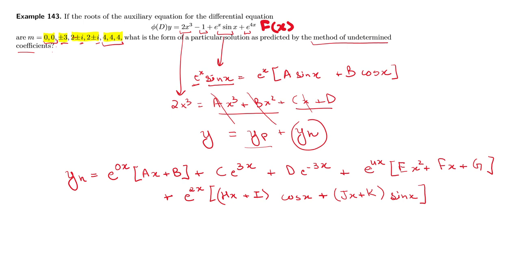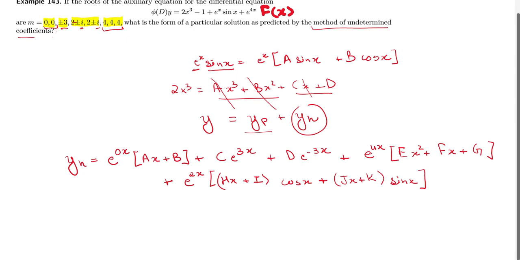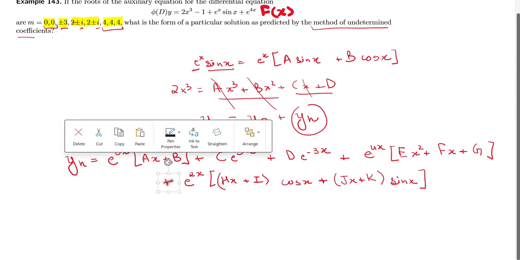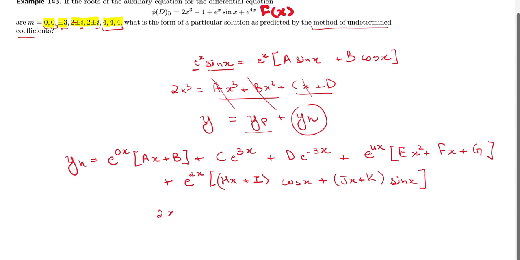Once we have this, now we need to find out what is included in the particular solution. So we will follow the same pattern as we did over here, but we need to keep on excluding the roots this equation has covered. Going to 2x cubed, let's just write the equation here again: 2x cubed minus 1 plus e^x sin x plus e raised to power 4x.